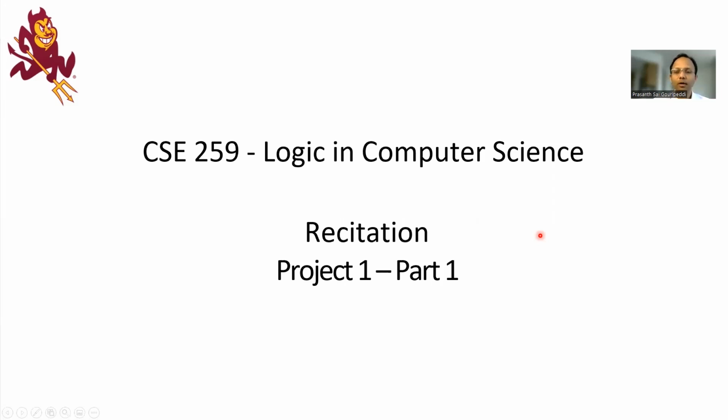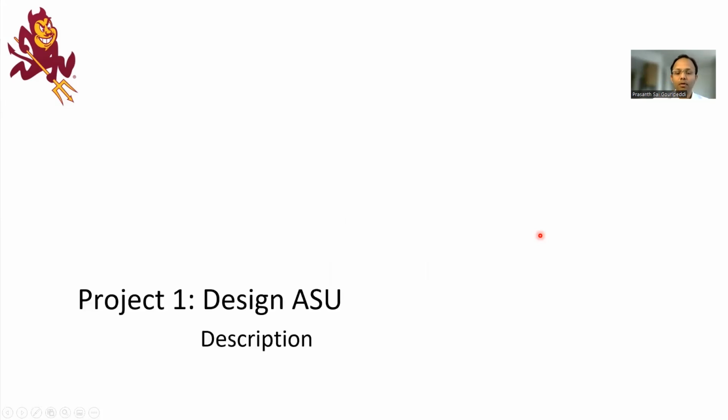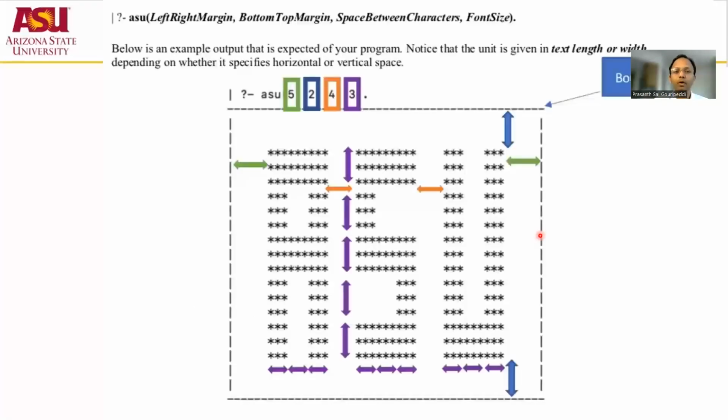In today's session, let's understand what is there in project 1 and also how to achieve a part of this project. The project is to design the letters ASU. You input ASU and provide 4 numericals within the bracket, and it is supposed to produce ASU with printing stars for the characters A, S, and U.